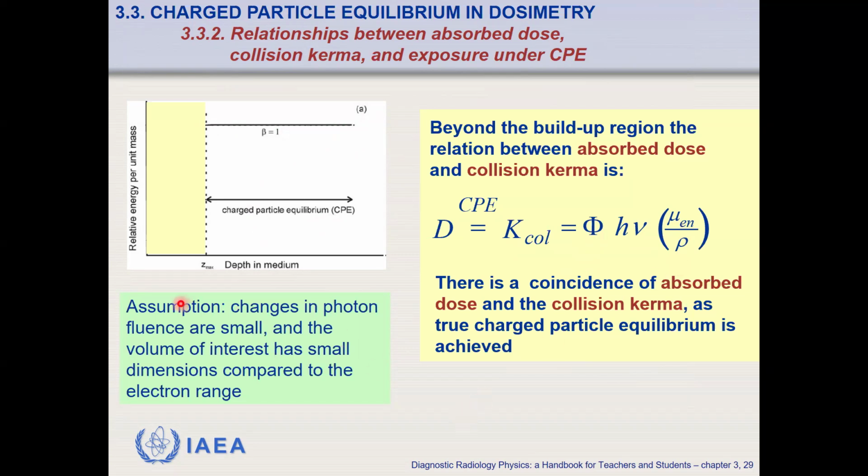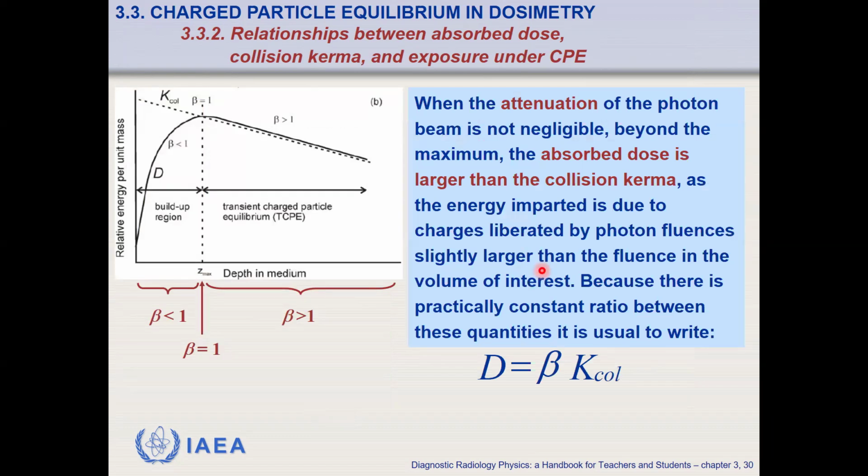So here the assumption is that the changes in photon fluence are small and the volume of interest has small dimensions compared to the electron range. So in this case, D equal K collision. We have a coincidence between the absorbed dose and the collision kerma.